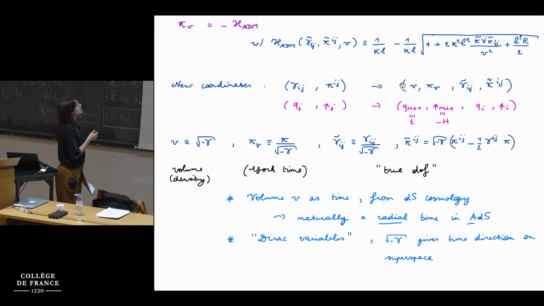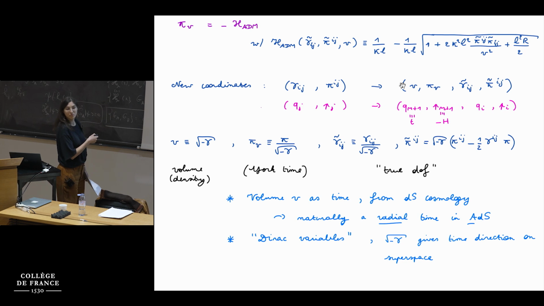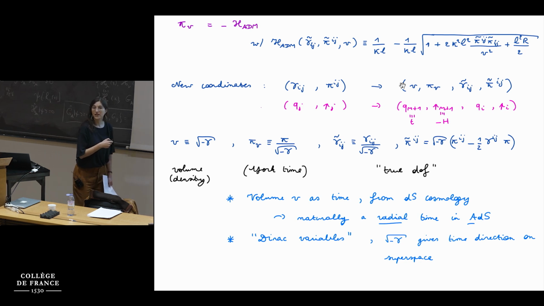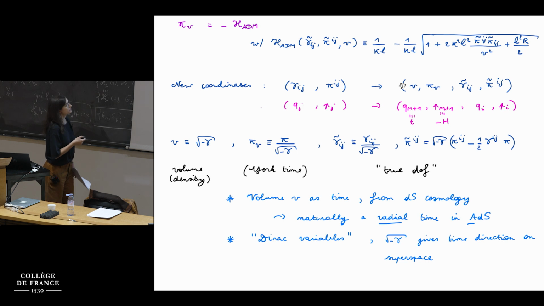So this V is the volume of the slices, well, basically the volume density, but I'll keep calling it volume. So the square root of minus gamma. Its partner is this rescaled pi that I was talking about, rescaled with the volume, and it's referred to as York time in flat gravity literature.